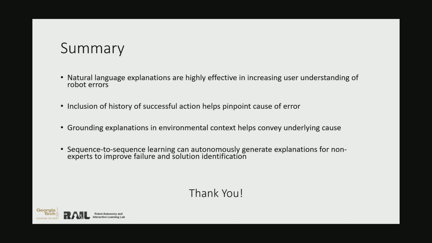In summary, we showed that natural language explanations are highly effective in increasing user understanding of robot errors. We found that the most effective explanations include both a history of recent actions and a description of the robot's understanding of its environmental context. Finally, we contributed a sequence-to-sequence model to autonomously generate explanations that improved user performance in failure and solution identification.